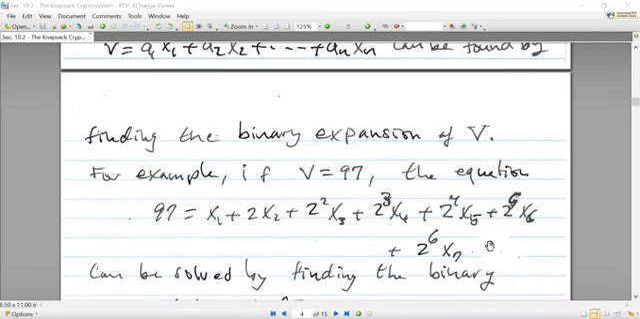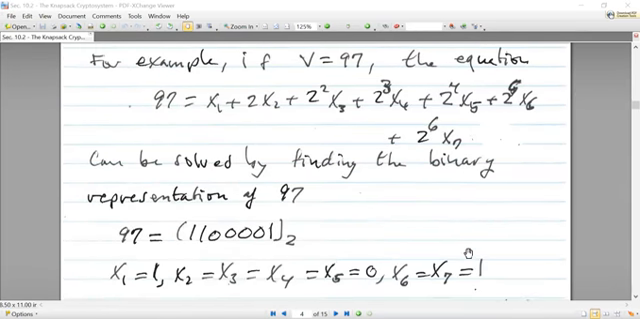Of course, if we have values that give us a number that is bigger than 97, we can ignore all of these, because all of these, we could take their x's to be 0. So we wanted, in fact, the largest to be less than or equal to 97.